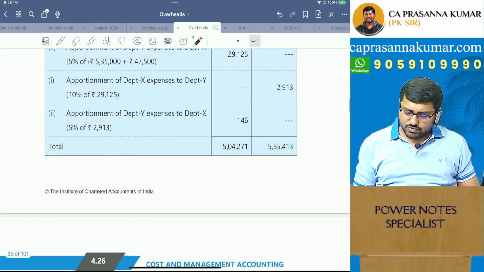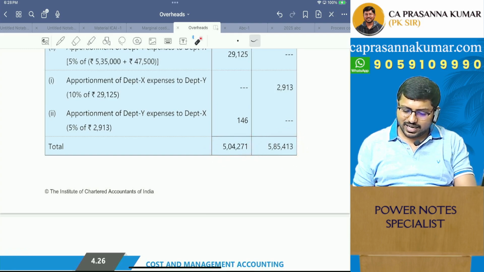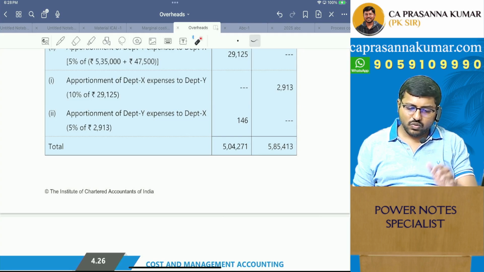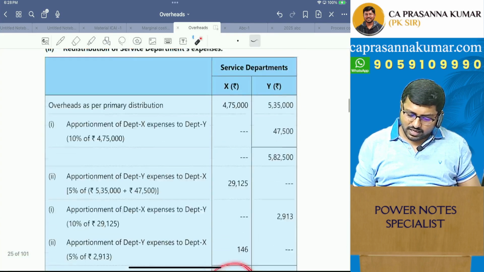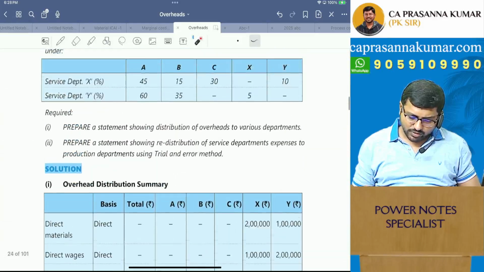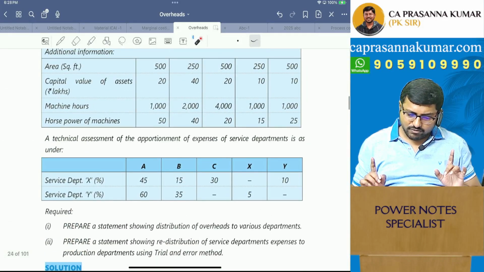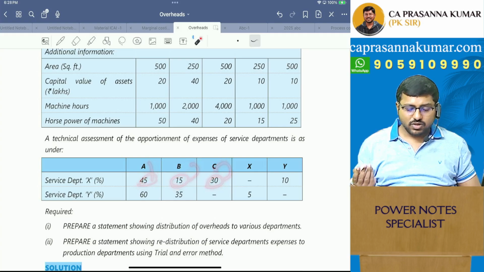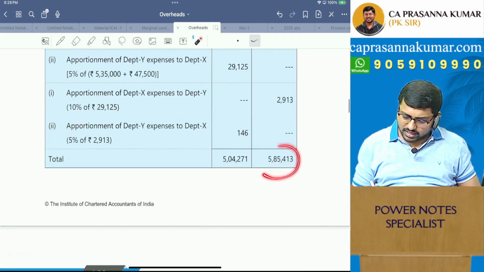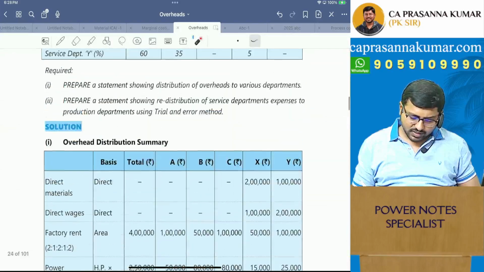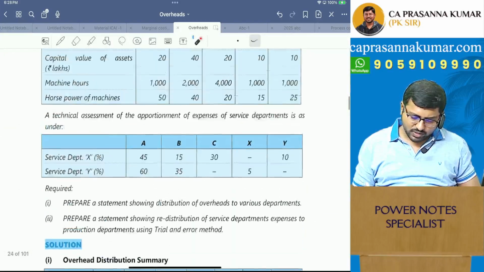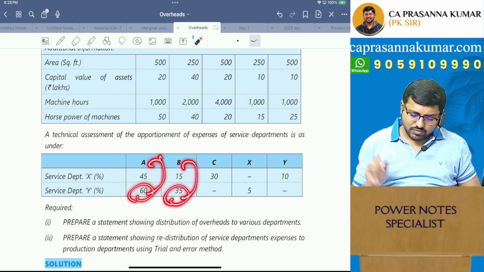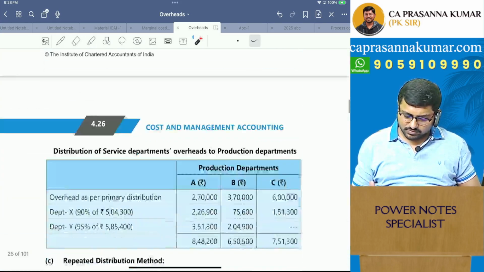Okay, so once you have got this 5,04,271 and 5,85,413, hereafter it is easy. You take 5,04,271, which is X expenditure. Come to the question. X expenditure is 5,04,271, correct? Out of that, 45% will go to A, 15% will go to B, and 30% will go to C. That's all. Now you take Y, which is how much? 5,85,413. Out of this, 60% will go to A, 35% will go to B. That's all. C is not there. That's what we have got here.